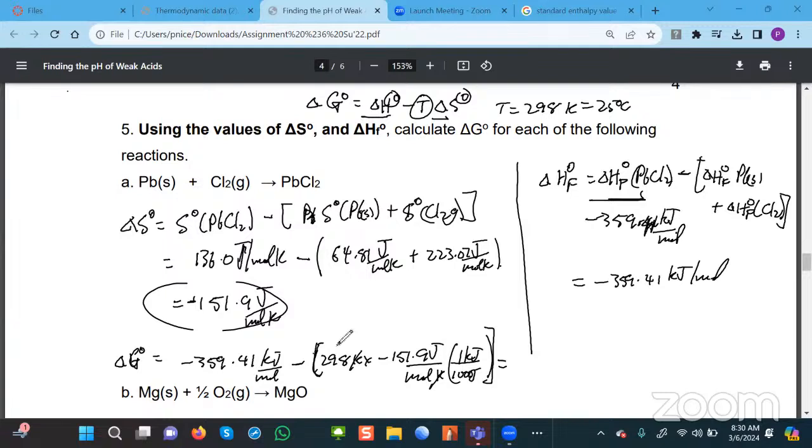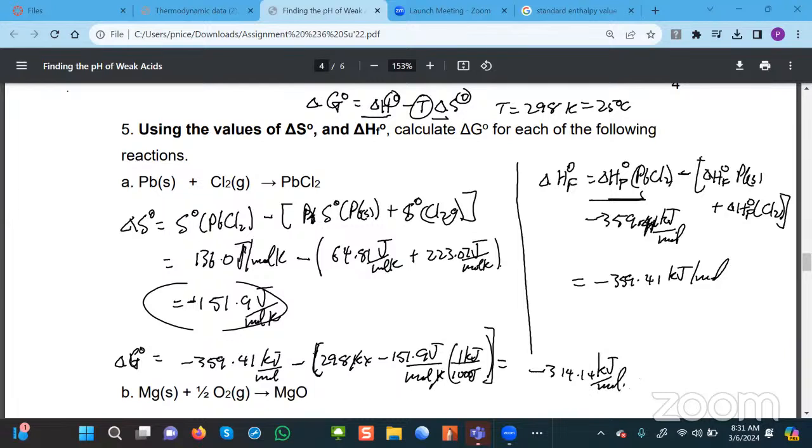Okay, I keep messing up here. Let me do this again. Okay, so according to my calculations, and again, please check to make sure I'm doing the right thing, this is what I got. I got minus 314.14, and this would be kilojoules per mole.